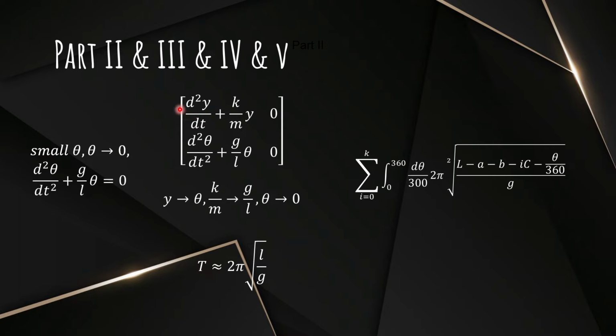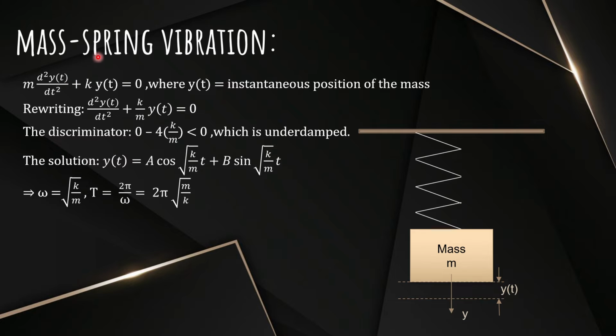The other part is to calculate our pendulum system. We assume our pendulum has a small theta, so we can get this formula, which is similar to mass-spring vibration.